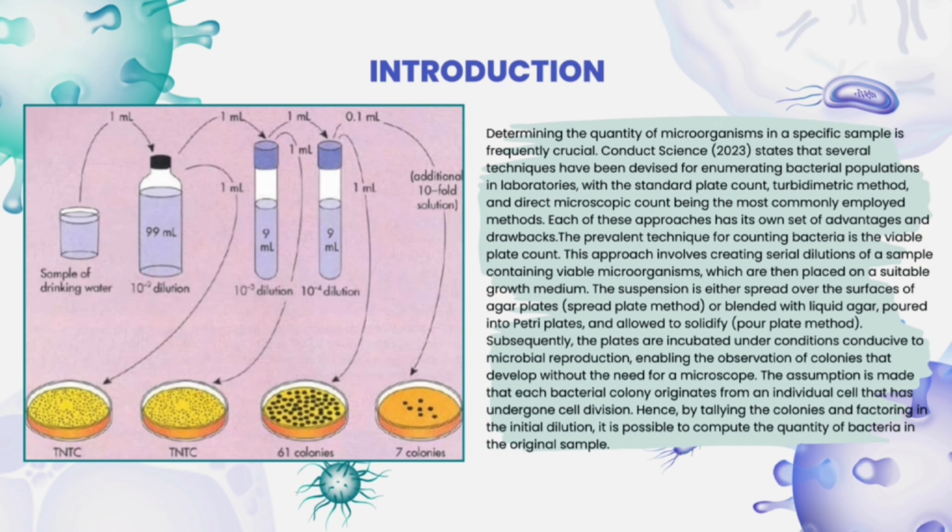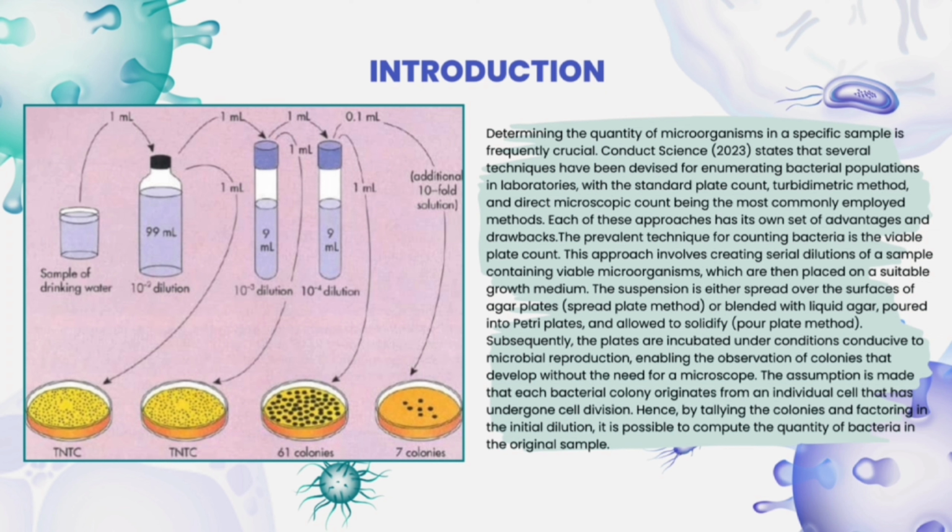The prevalent technique for counting bacteria is the viable plate count. This approach involves creating serial dilutions of a sample containing viable microorganisms, which are then placed on a suitable growth medium. The suspension is either spread over the surfaces of agar plates or blended with liquid agar, poured into petri plates and allowed to solidify.